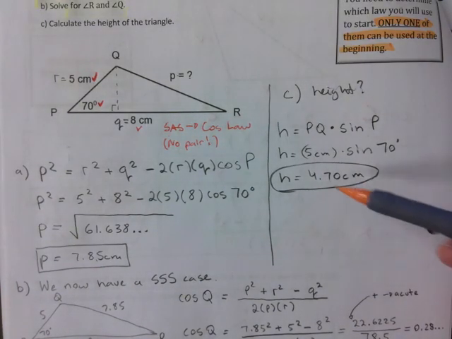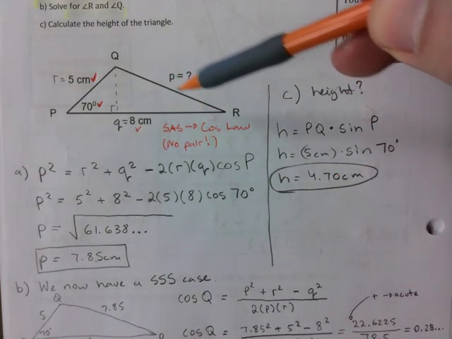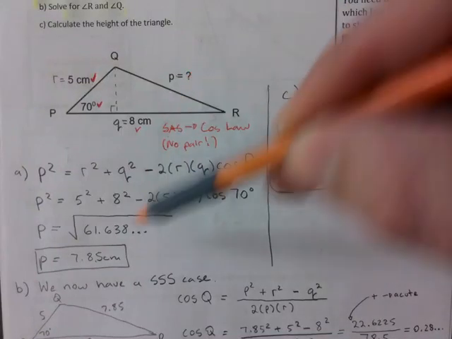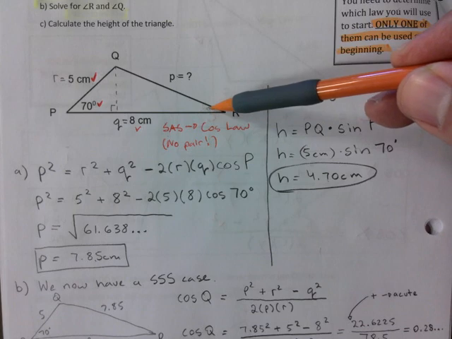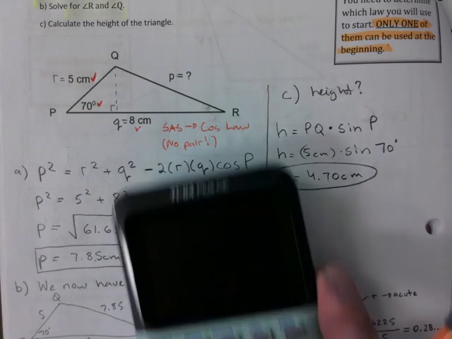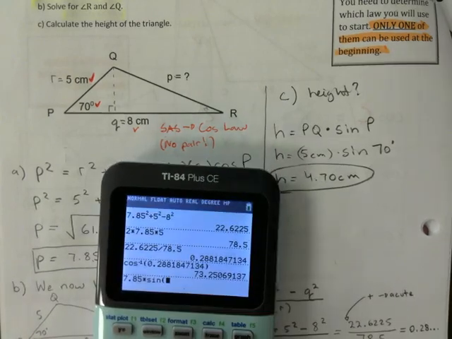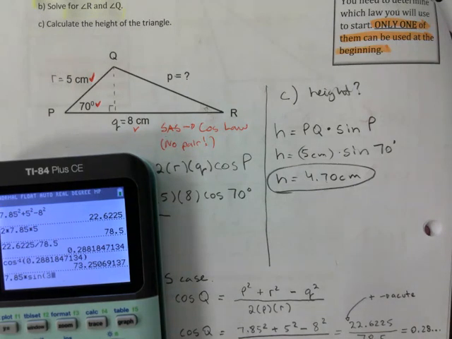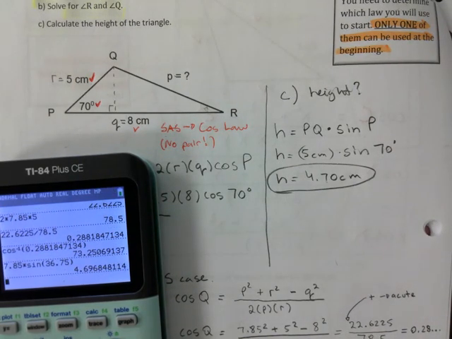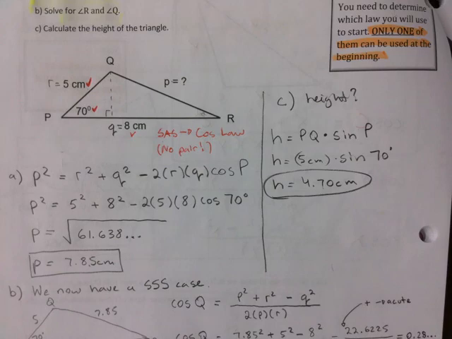I hope this made sense. Could you use this slant right here? Yeah, you could use, what is P? 7.85? 7.85 times this angle, which is 36.75. Let's see if it adds up. 7.85 times sine of R, which is 36.75. Hey, 4.70 rounded, right? You get the same answer. So it does add up. Okay.